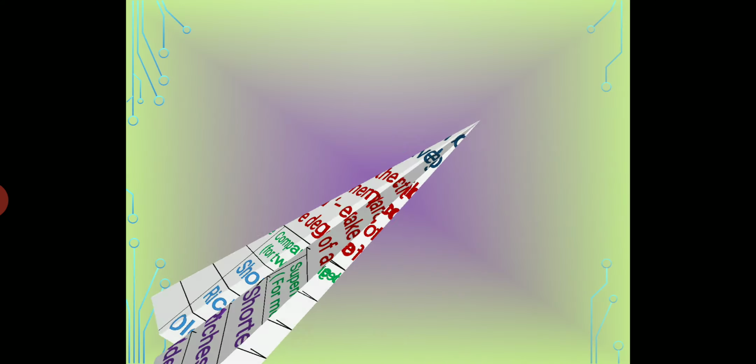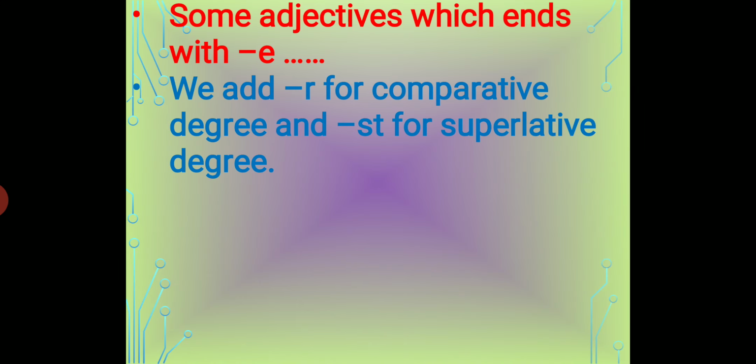Let's move on. The next rule is for adjectives which end with E. If the adjective ends with E, then what can we do? We add R for comparative degree and ST for superlative degree. Let's see another table and understand that clearly.